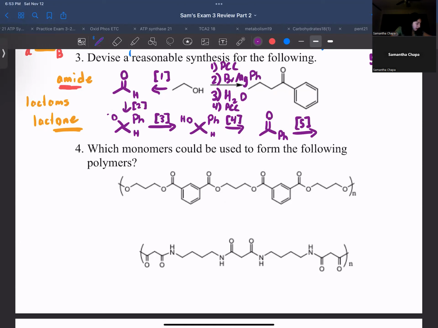So for step number 5, I used LDA, THF, and negative 78 degrees Celsius to indicate that I'm doing kinetic, right? Okay. Let me get this out of the way. Oh yeah, so LDA. LDA is a big bulky base. You should also know the structure of LDA. So lithium diisopropyl amide, which just looks like this.